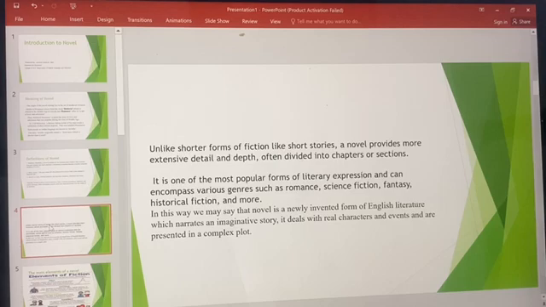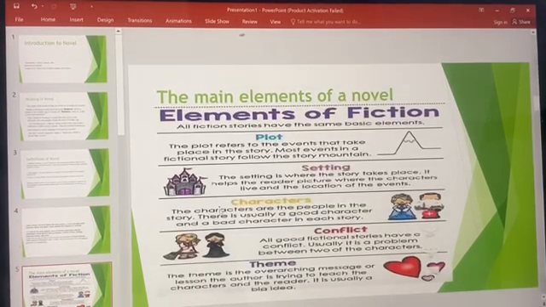In this way, we may say that novel is a newly invented form of English literature which narrates an imaginary story. It deals with real characters and events and they are represented in a complex plot. Here we have the main elements of novel. Okay, we have plot, setting, character, conflict, theme, and style, and we have dialogue, okay, etc.